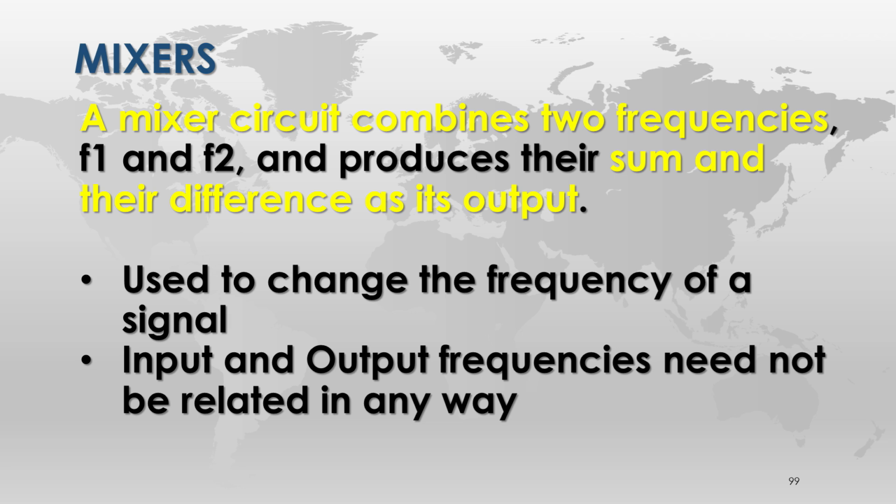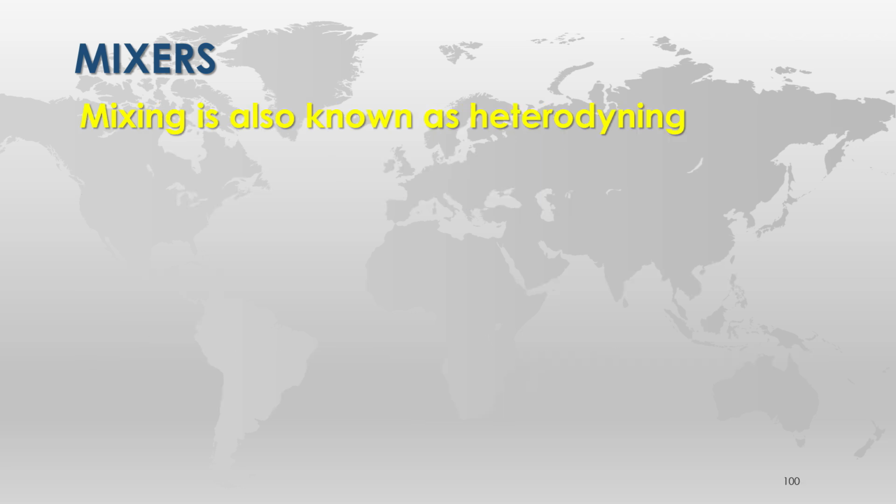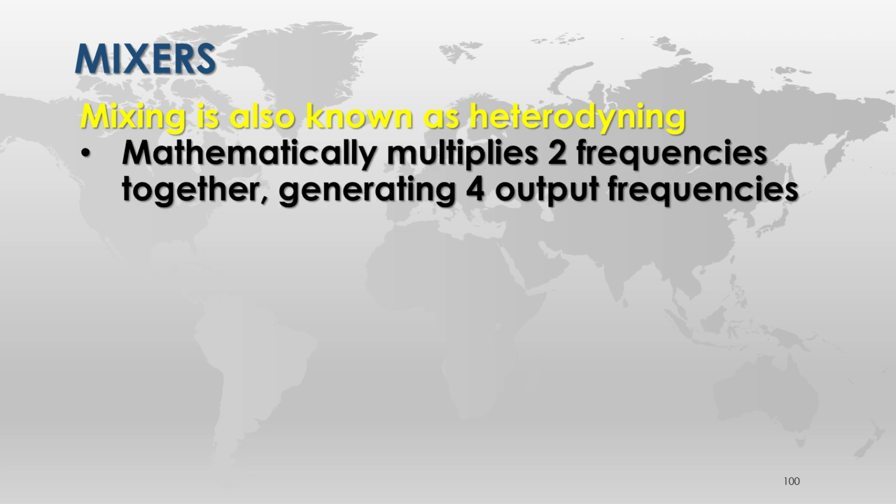Only that part: F1 and F2. A mixer circuit combines two frequencies and produces their sum and their difference as its output. Mixing is also known as heterodyning. Mixing is heterodyning, so it's kind of like homogeneous, just it's heterodyning. Mathematically it multiplies two frequencies together, generating four output frequencies. Okay, so you've got F1, F2, the sum of F1 and F2, and the difference between F1 and F2.